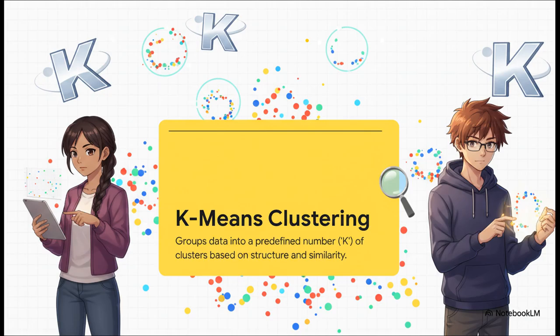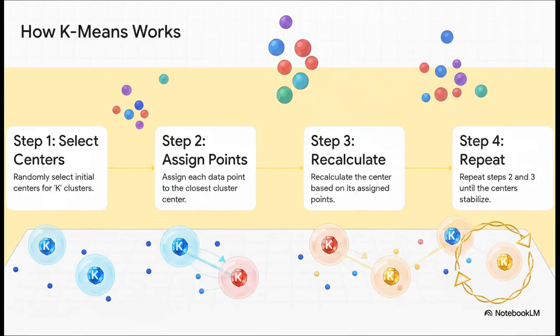Its goal is super simple. Sort a messy pile of data into a specific number of groups, we call that number k, where the things in each group are as similar to each other as possible. A classic example is customer segmentation, finding natural groupings of your customers based on how they shop. So how does it actually do this? Well, it's a pretty neat iterative process.